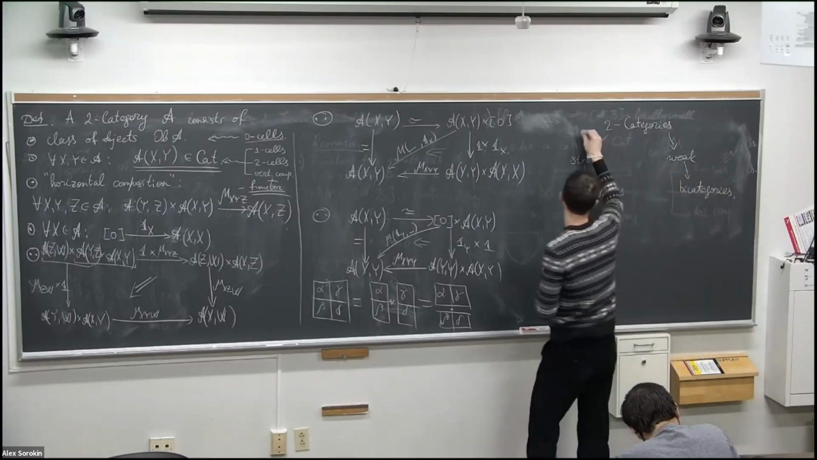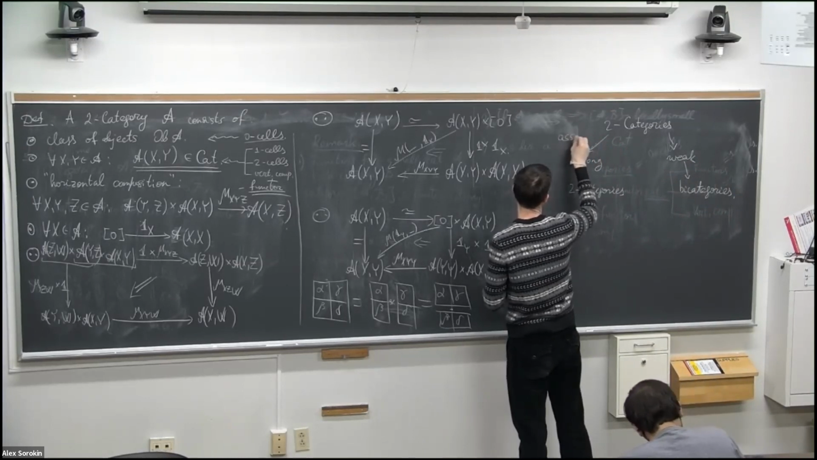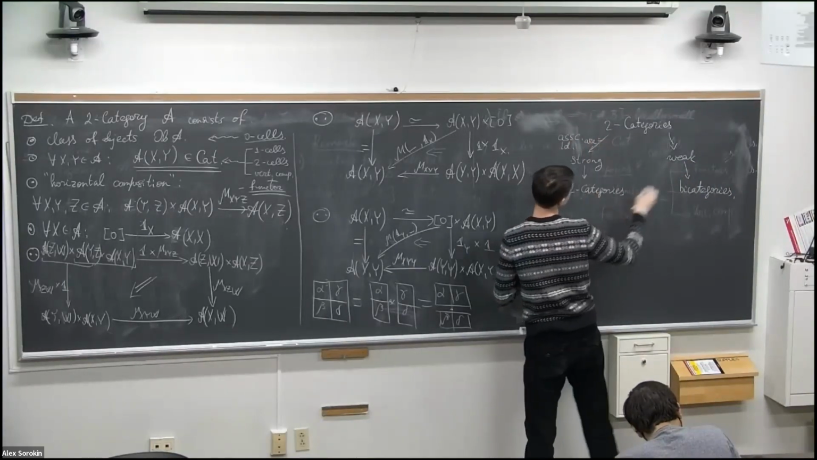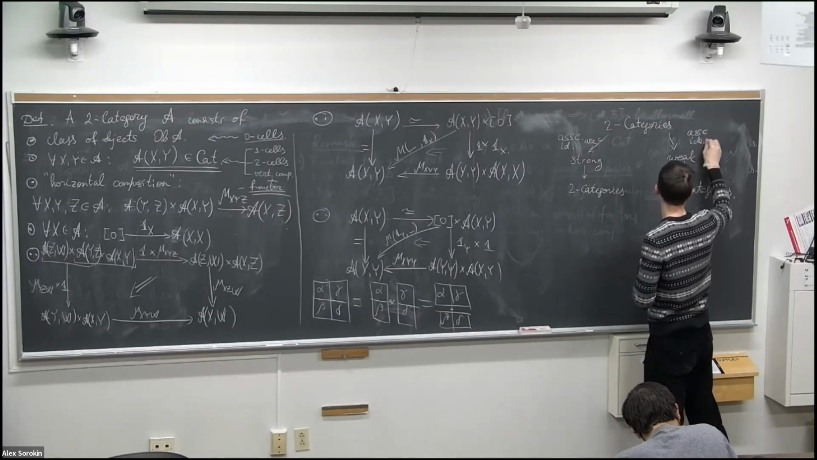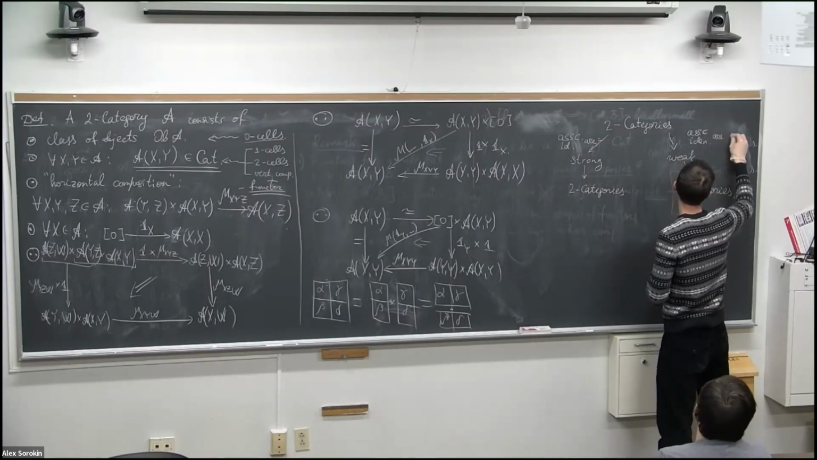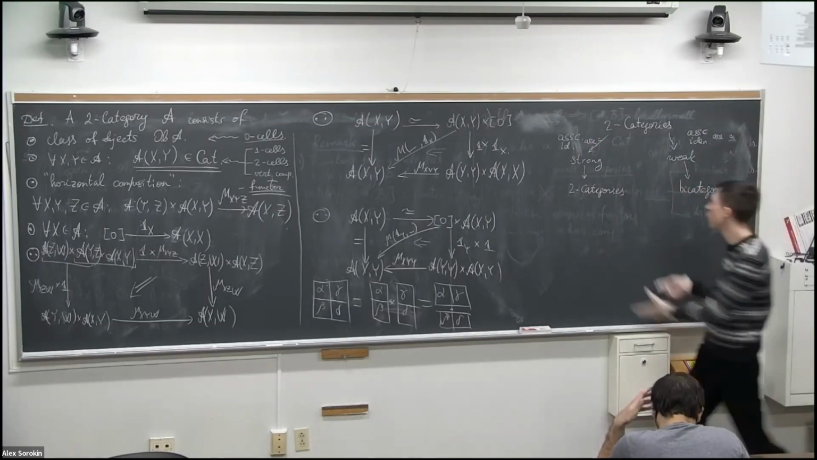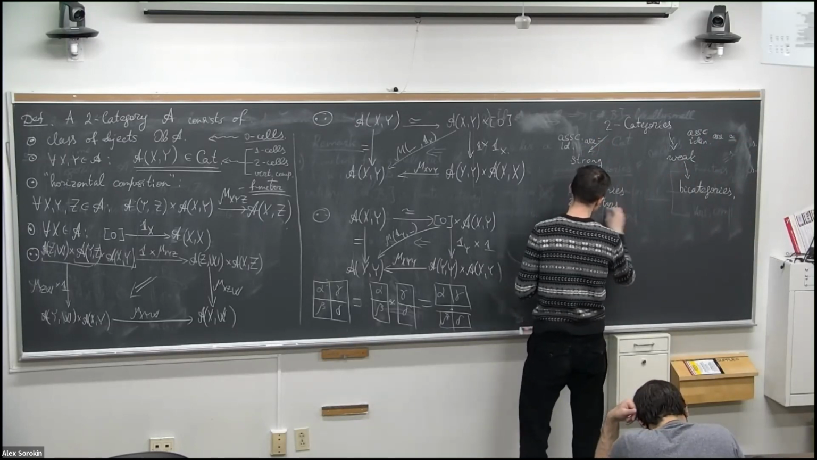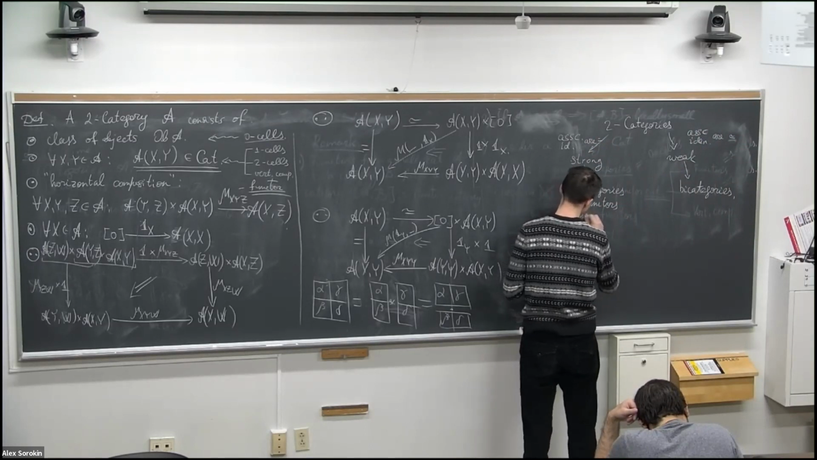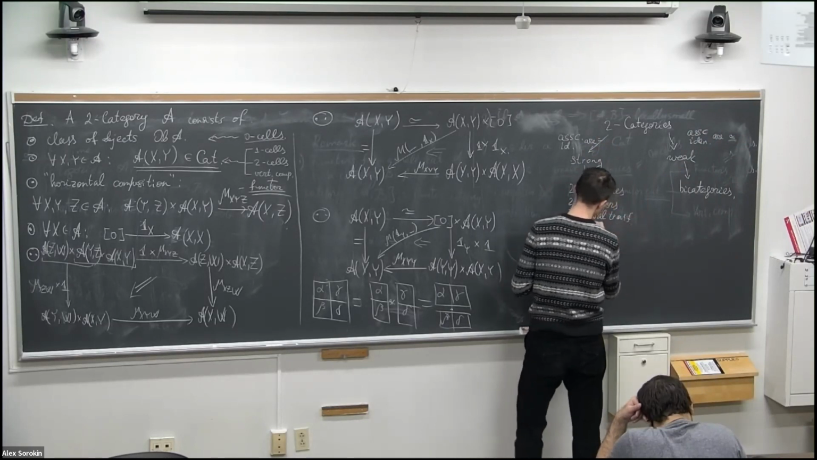Strong means that associativity and identity are equal. Here, associativity and identities are isomorphisms. Then, following this way, we will have two functors, natural transformation, and so on.